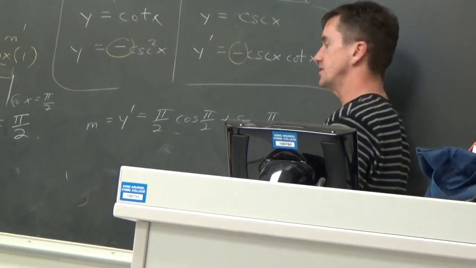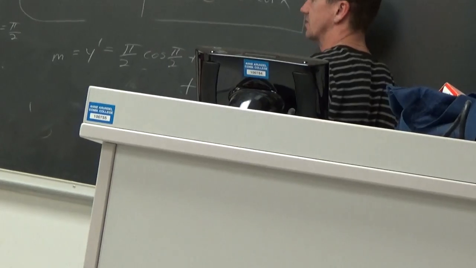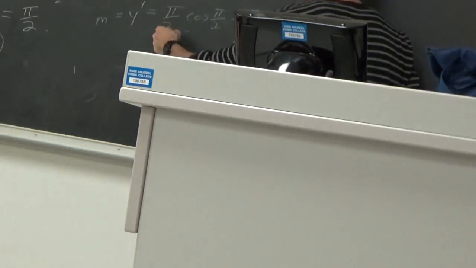Well, what's the sine of pi over 2? 1. What's the cos? Oh, I just erased the unit circle. 0. Is it 0? So it's 0 times anything. So what's y prime equal to? 0 plus 1 is? It's a nice slope.